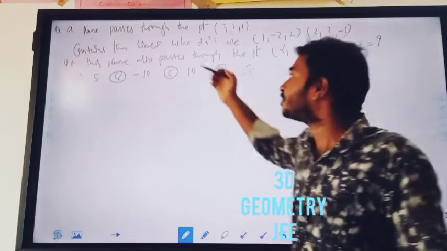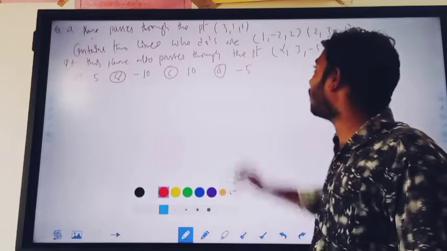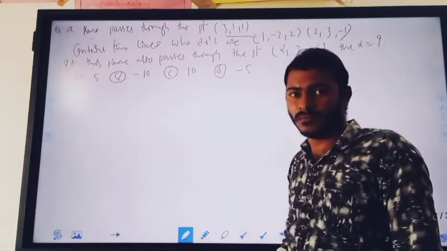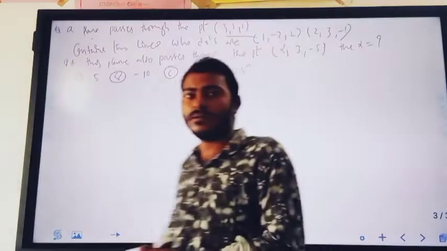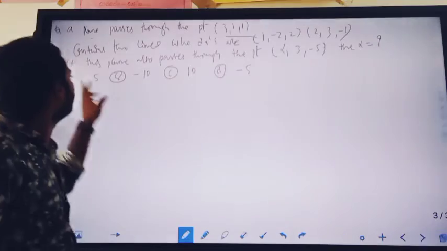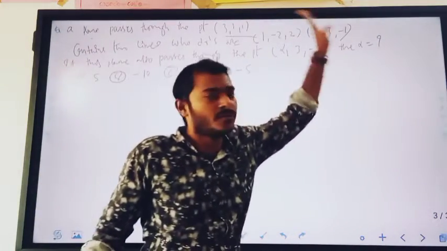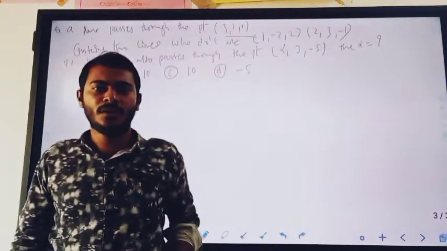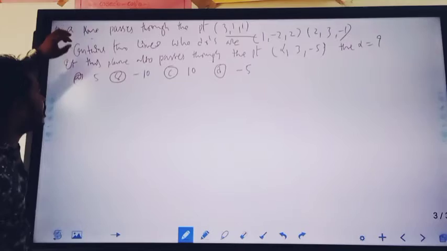Now, a plane passes through the point 3, 1, 1, and contains two lines whose direction cosines are 1, -2, 2 and 2, 3, -1. If this plane also passes through the point alpha, 3, -5, then alpha equals what? Now here, understand what question they have given.